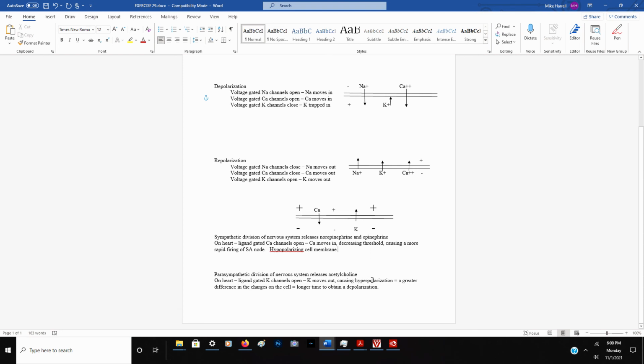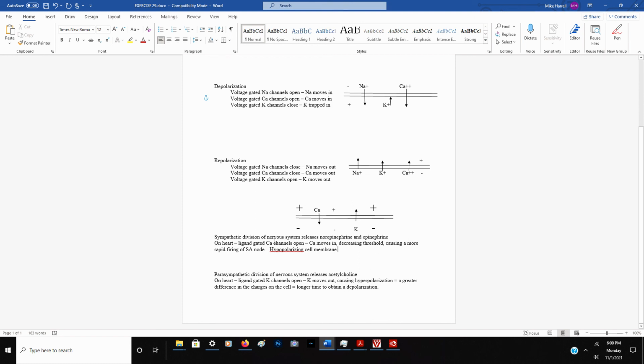This is what's called hyperpolarizing. Remember, hypo made the charges less different. Hyper makes them greater in difference. So now that these charges have a greater difference than they did before, well, you got to move more positive ion in to swap them. Well, that's going to take more time, and the longer it takes to swap these charges, the slower your heart beats.